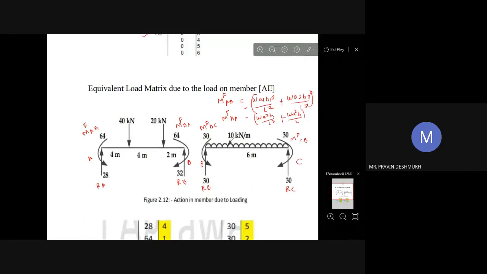So are you getting this value, 64? Yes, ma'am. Yes, ma'am. So this is done. After that, how will the reactions RA and RB come out? Once you get this moment, you take the equilibrium equations, summation Fy equal to 0. Take the moment at any point. Find out the value of RA and RB. Okay, are you getting the value? 2832. Yes, ma'am. Do the calculations.